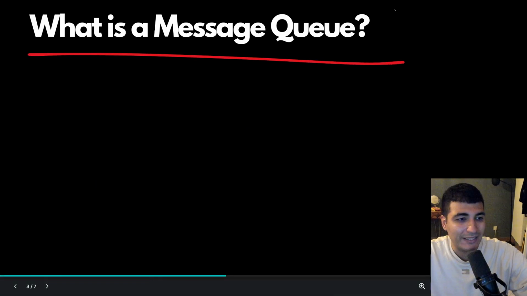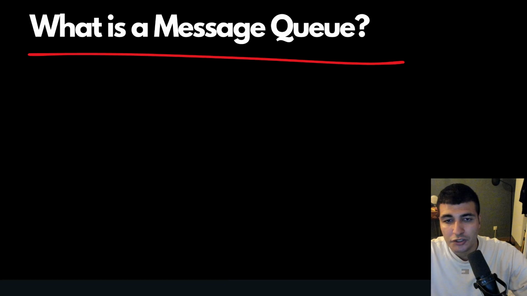So, what is a message queue? A message queue is an asynchronous communication pattern where senders, called producers, place messages, which represent tasks or events, onto a queue. Receivers, called consumers, then retrieve these messages from the message queue to process them at their own pace.